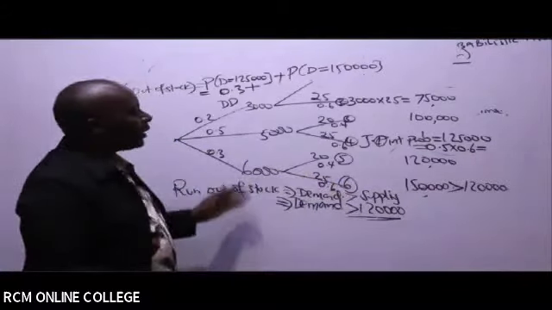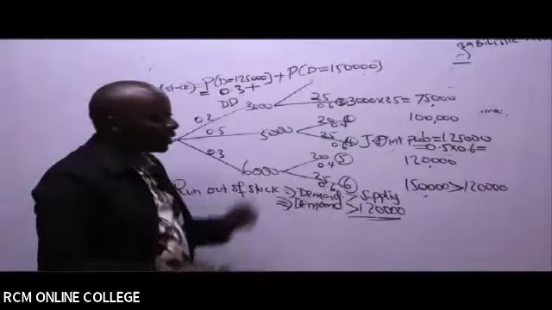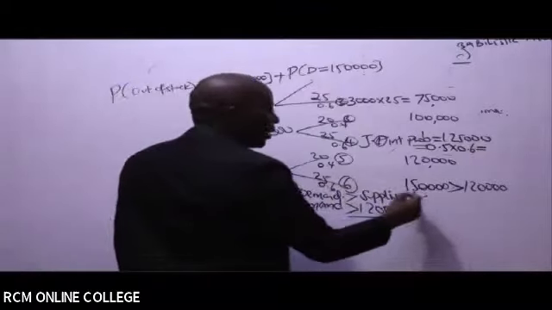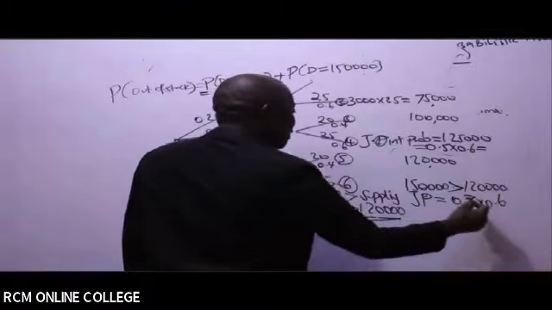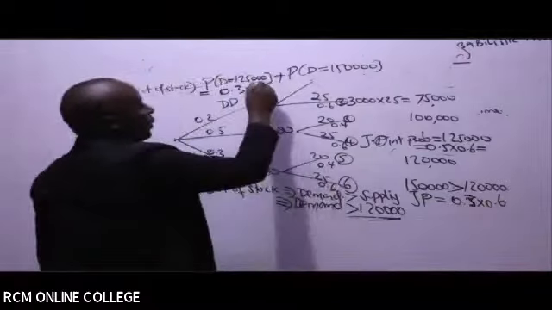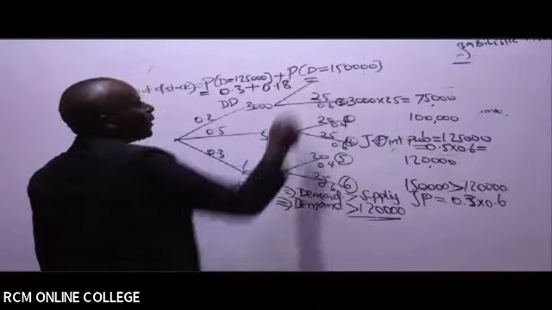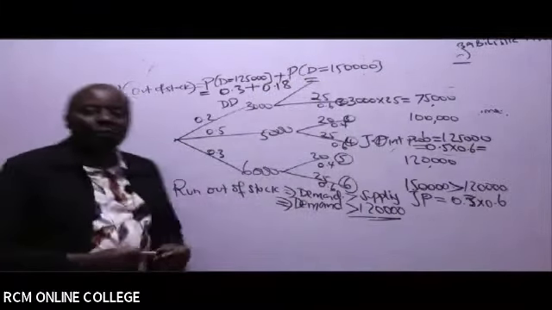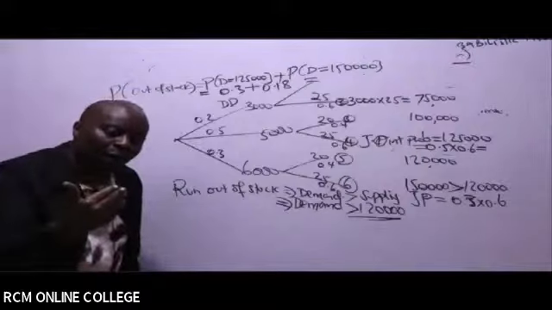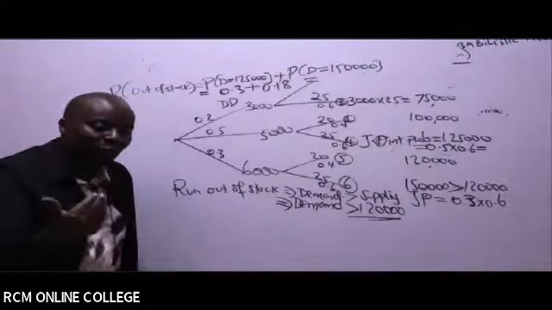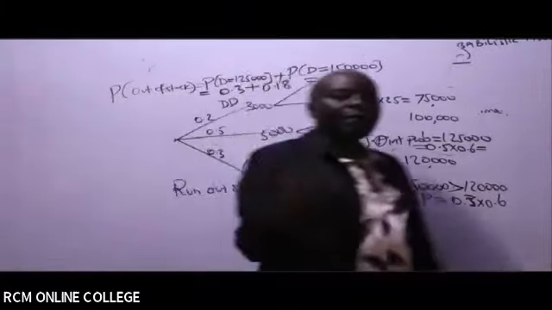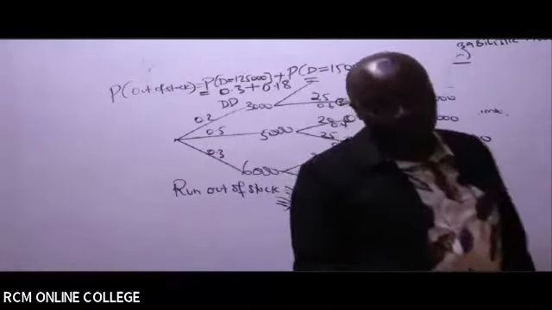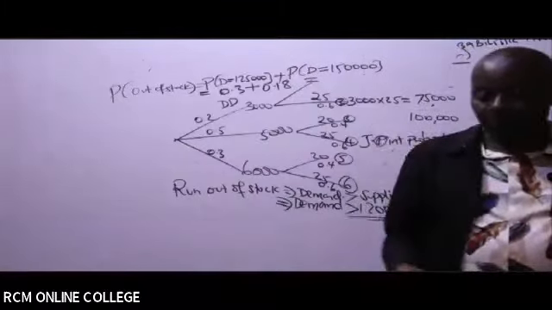Joint probability there will be 0.3 times 0.6, which ends up giving me 0.18. So the probability of running out of stock, that event when demand is more than 120,000, and there are only two possibilities.